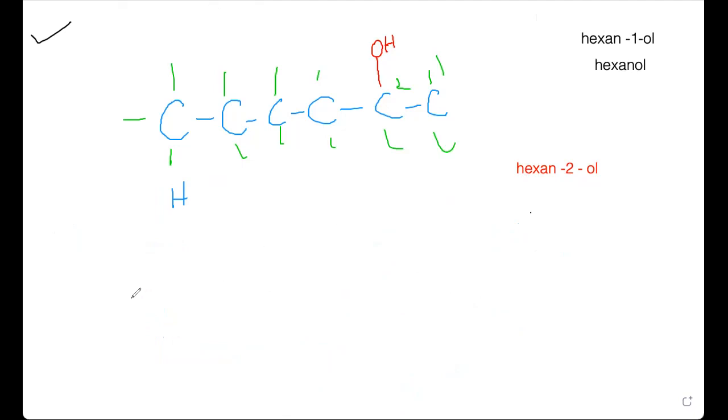Hexan-2-ol. Okay, so we have to draw the structural formula. 1, 2, 3, 4, 5, 6 carbons. And here we have OH, and you have to show OH here. For example, let's add some things here. For example, there is chlorine. I will make the chain a little complicated, but only with groups included in the syllabus. I'm not adding more functional groups which are not included in the syllabus. So they can give you chlorine here.